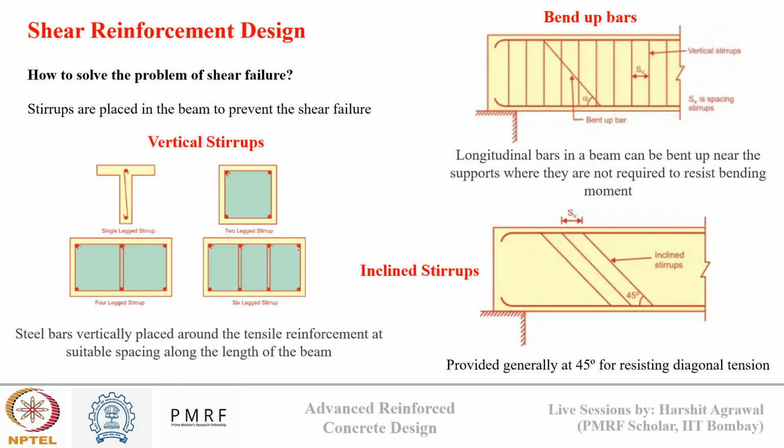We saw different types of shear reinforcement, mainly vertical stirrups that can be one-legged or multiple-legged. There are bent-up bars and there are inclined stirrups which are provided to resist shear. If concrete is not able to resist shear, then we need to provide additional shear reinforcement to resist the net shear.